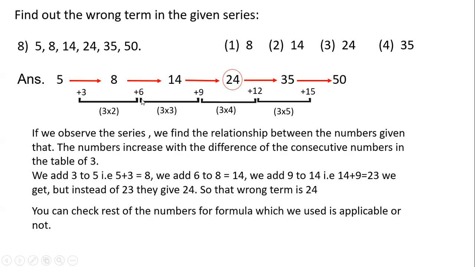And how does this 6 come? 3 2s are 6. Then 3 3s are 9. Then 3 4s are 12. Means it comes in the table of 3. So here 14 plus 9 should be 23, but they give us 24. So the wrong term is 24. That comes on option number 3.